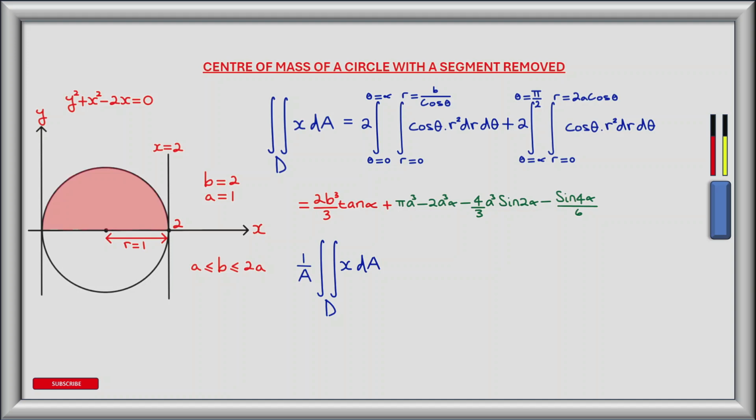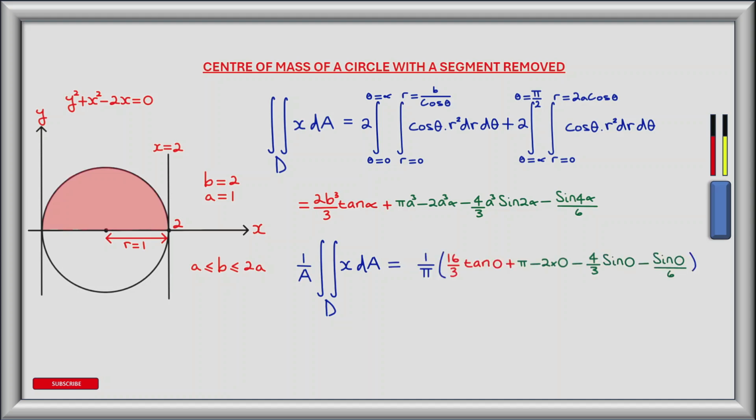As we saw earlier, as this circle has a uniform density, its center of gravity or center of mass will be given by the double integral of x dA divided by the total area. Intuitively, we can see that it's symmetrical about the x-axis, and therefore its center of gravity will be at x equals 1 and y equals 0. So let's now plug our values of a, b and alpha into the integral, divide this by the total area A, and see if we get a value of 1.